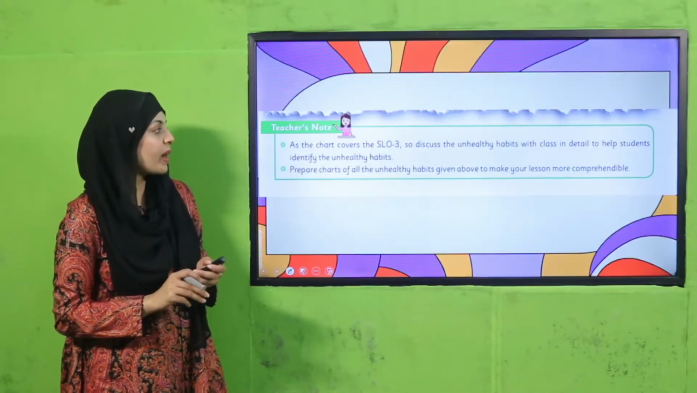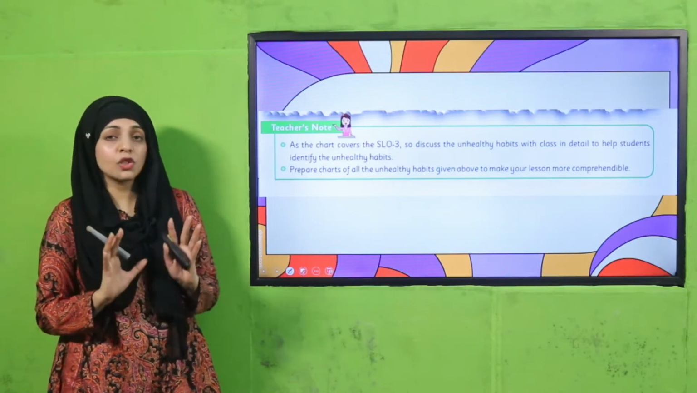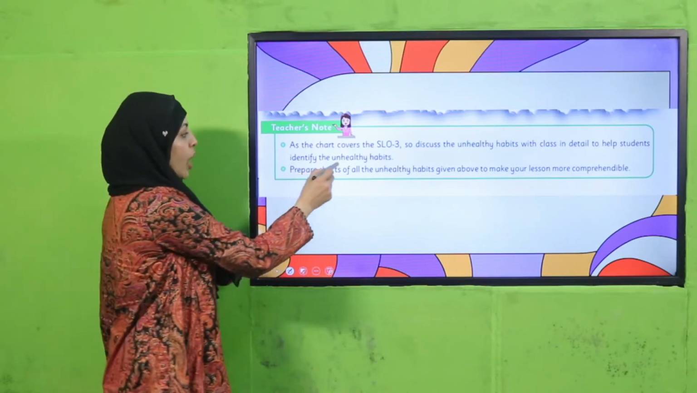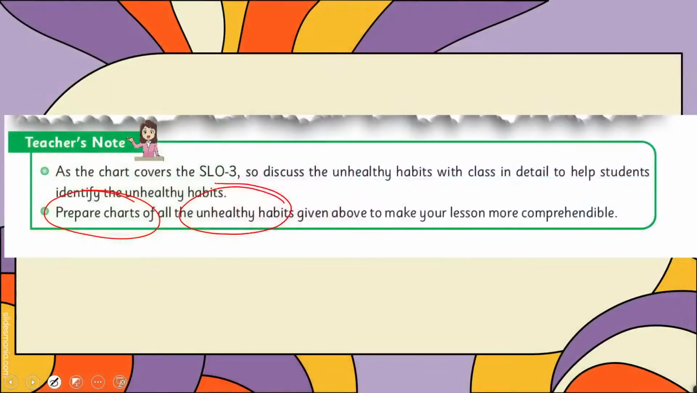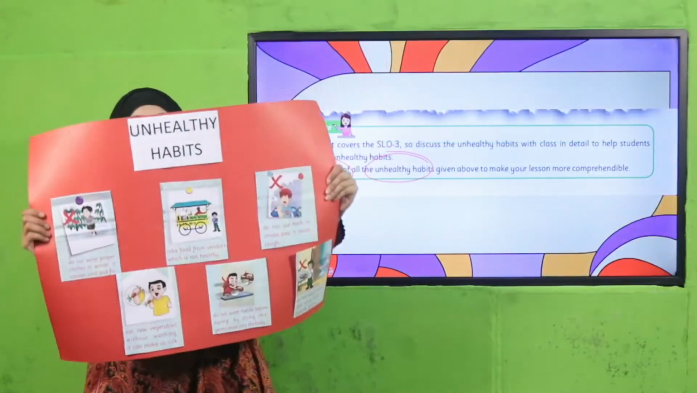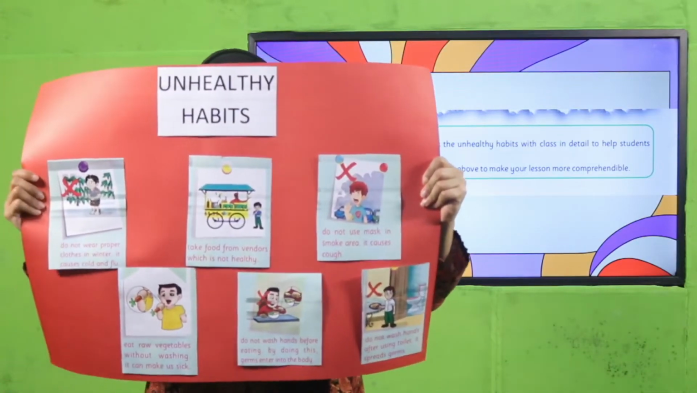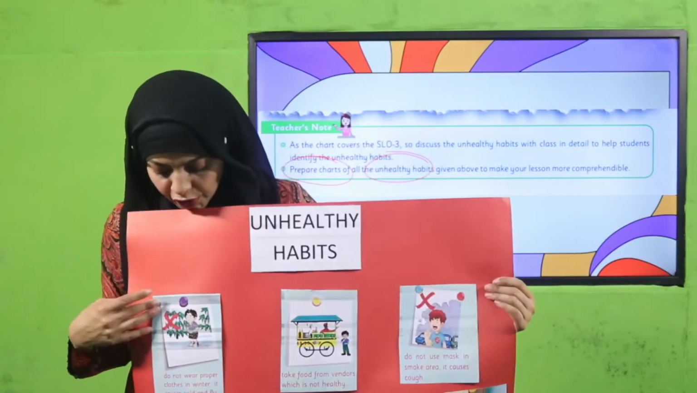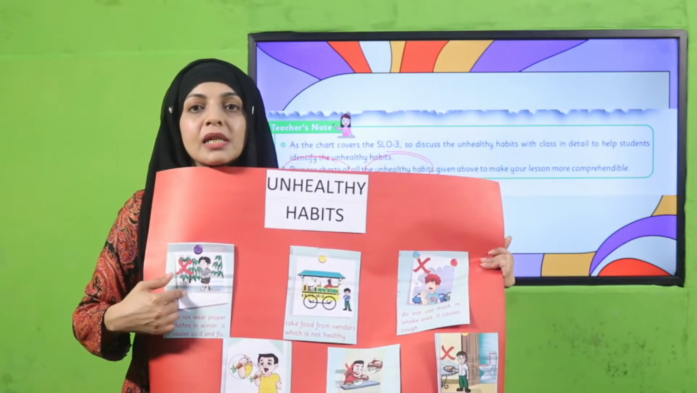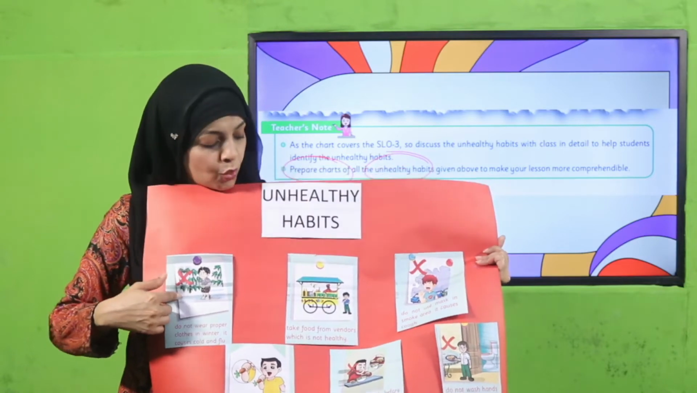ठीक है. So my dear students, now हमने जो है तमाम unhealthy habits के बारे में पढ़ लिया. Now we will make a chart of unhealthy habits जो हमने अभी ऊपर पढ़ी थी, और हम चार्ट बनाएंगे and we will paste it in the class. So here I have made a chart, unhealthy habits. See? So on the first you can see when we do not wear proper clothes in the winter, we get cold and flu.